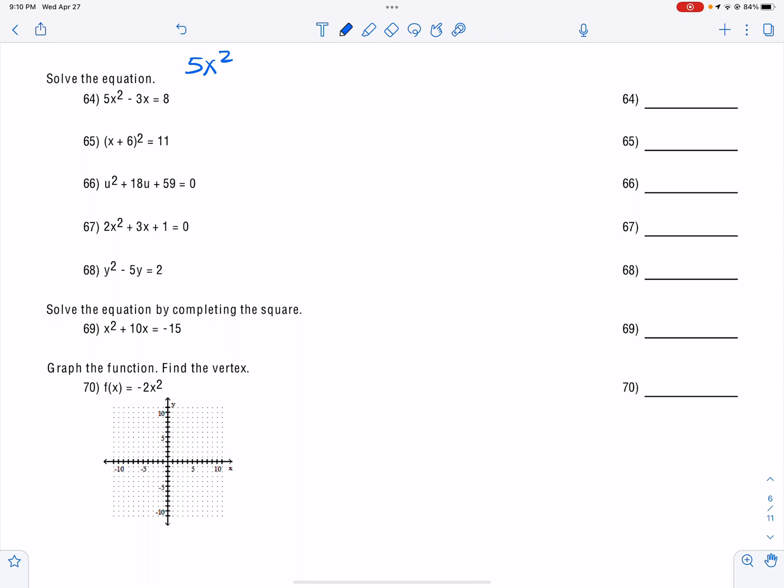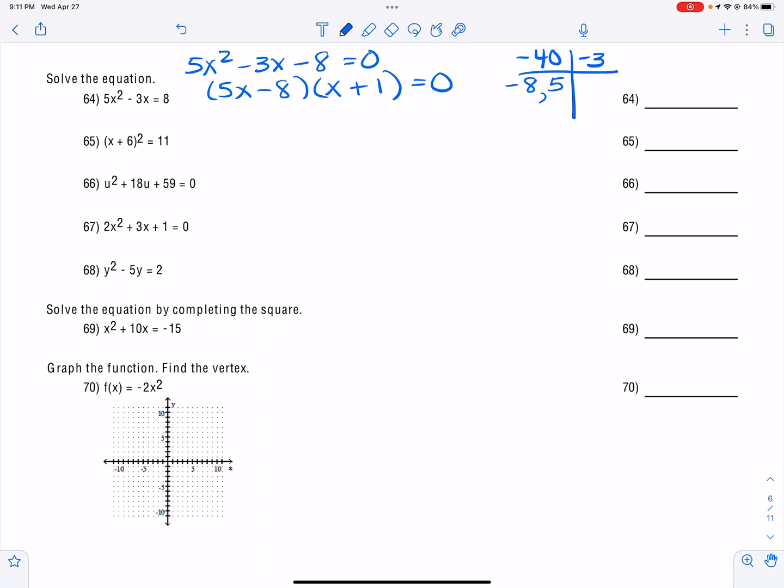So 5x squared minus 3x minus 8 is equal to 0. And so when I'm looking for factors of negative 40 that make negative 3, that's going to be a negative 8 and a positive 5. And so I could use the backward box method. I can do this one by trial and error, so it doesn't matter how you get to the correct factorization, but once you get to the correct factorization, it is going to be 5x minus 8 and x plus 1. And that equals 0. And so then we just double check it.